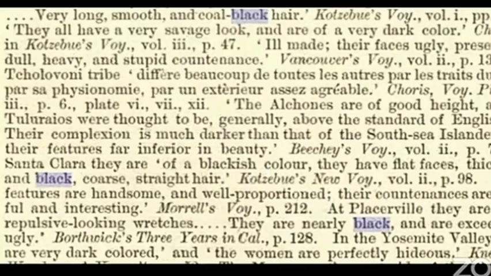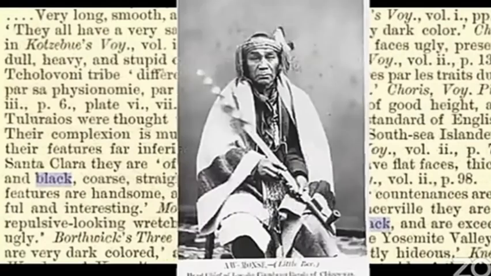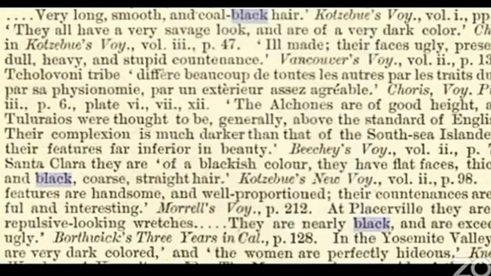Borthwick's Three Years in California, page 128. In the Yosemite Valley, they are very dark colored. In Yosemite Valley, Yosemite National Park, they are very dark colored. The aboriginals from there, and the women are perfectly hideous, according to Neelan's book.